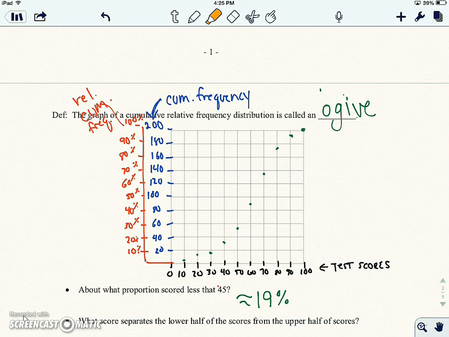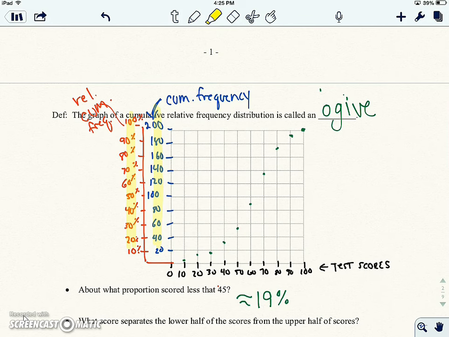An ogive is the graph of a cumulative relative frequency distribution. And it can be done with just the cumulative frequency, so that's what I did here. So you just do the counts, or with the percents. And I prefer the percents, but I put both in so that you could see it would be the same.